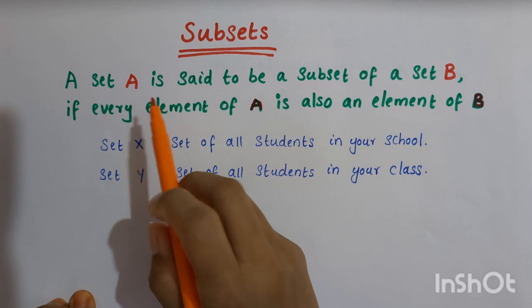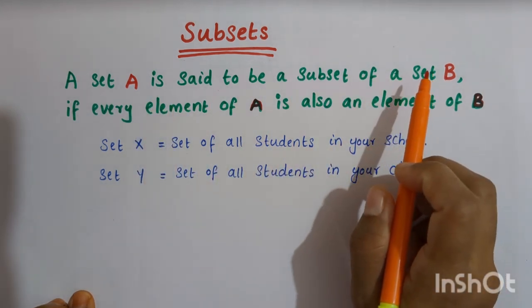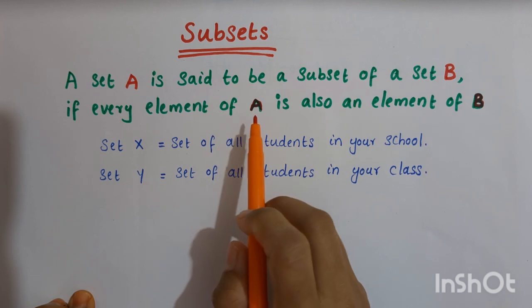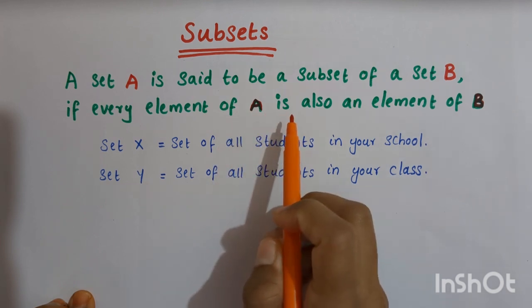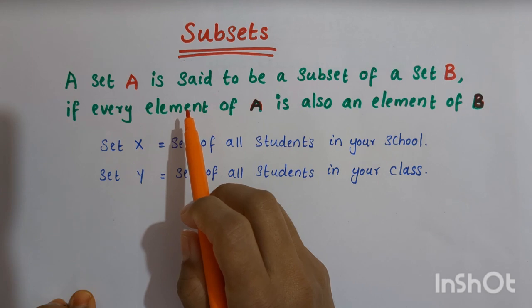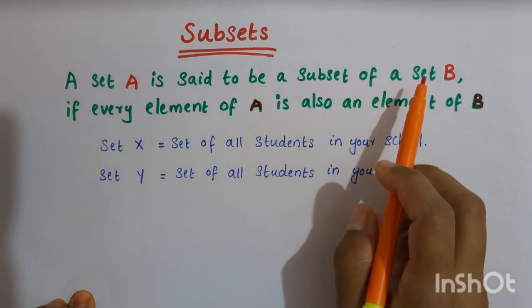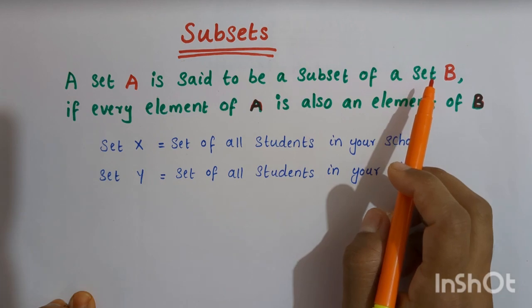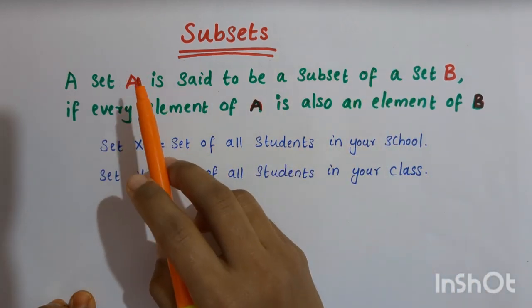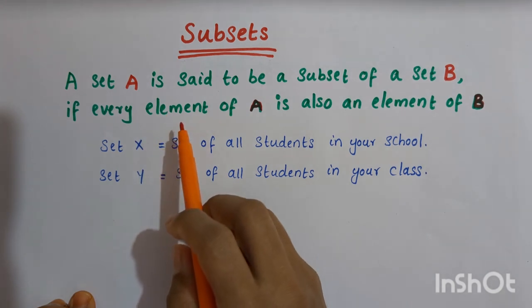The set A is said to be a subset of another set B if every element of A is also an element of B. Okay, two sets A and B we are considering here, and set A is said to be a subset of another set B if every element of set A is also an element of set B.